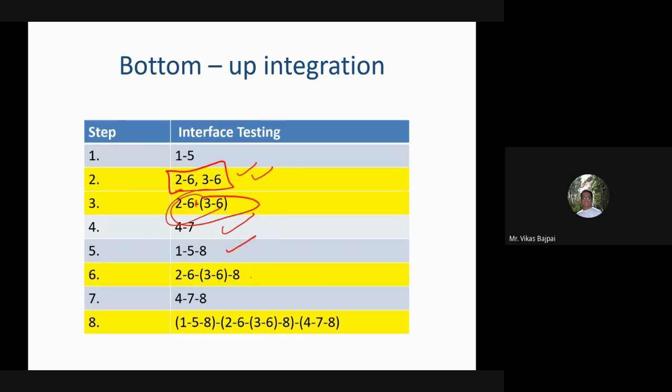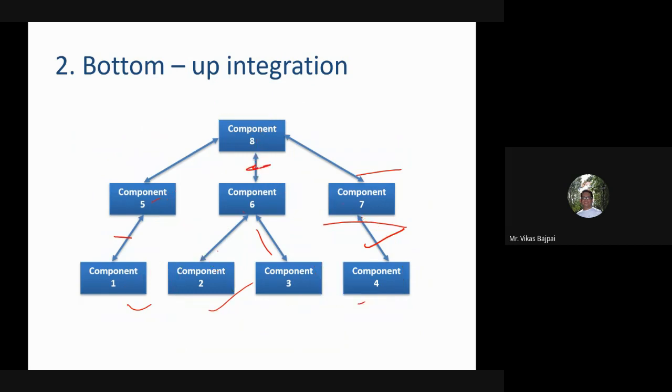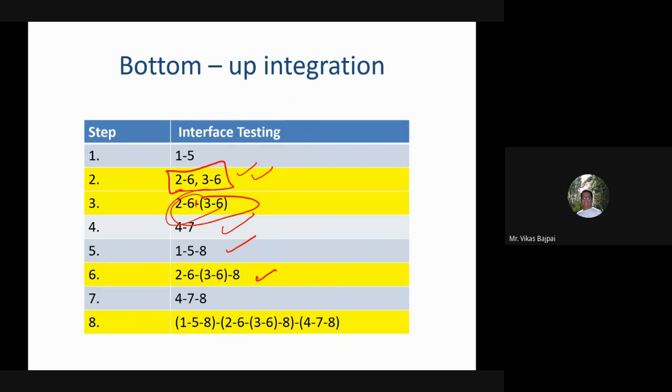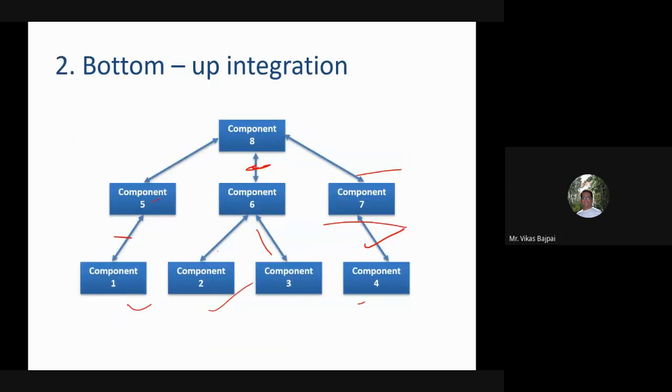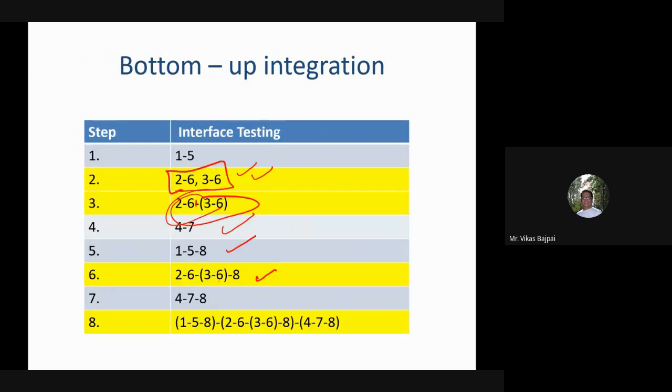So 2, 6, 3, 6, and 8, the middle part, in order to test this particular thing. Now we have 4, 7, 8, the last one, and the entire one in the last step, which is your 8th. That's how we go ahead with bottom up, just the reverse of it.